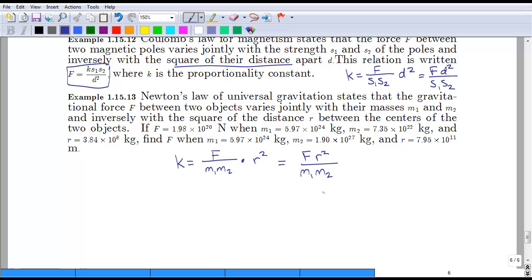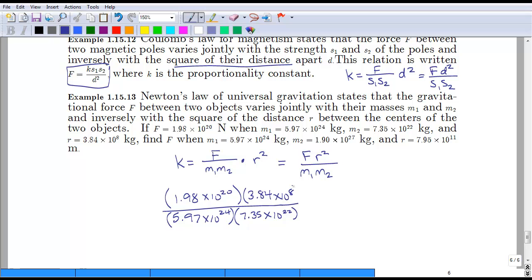So if we are given, for instance, the force is 1.98 times 10 to the 20th, and we are dividing that by M1, which is 5.97 times 10 to the 24th, and we're also dividing by M2, which is 7.35 times 10 to the 22nd, and then r in this case, so this is going to be in the numerator, 3.84 times 10 to the 8th, and then we need to square that number.